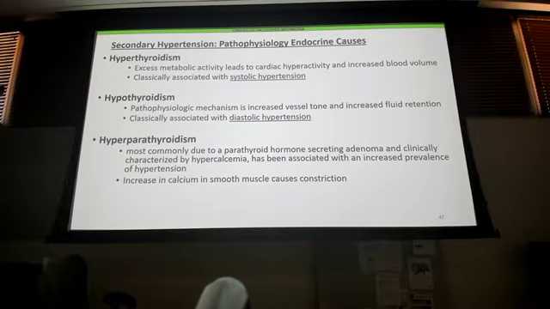Then we talked about some other conditions that can cause an isolated blood pressure elevation. We talked about hyperthyroidism, and this tends to have a systolic hypertension, an isolated systolic hypertension. We talked about hypothyroidism, where there's an isolated diastolic hypertension. And then we talked about hyperparathyroidism, where now you have too much calcium, and that calcium is triggering vasoconstriction of the blood vessels, just because you have a much higher concentration of calcium than what normally should be there.